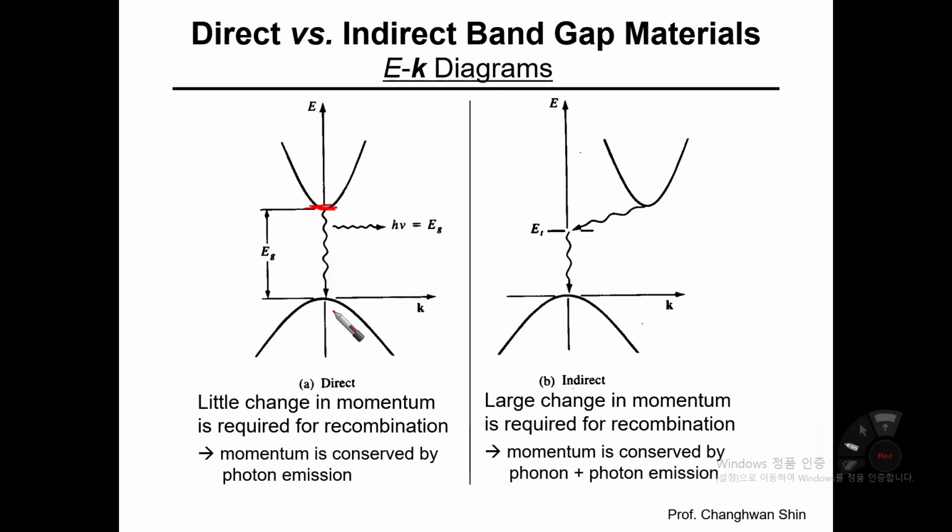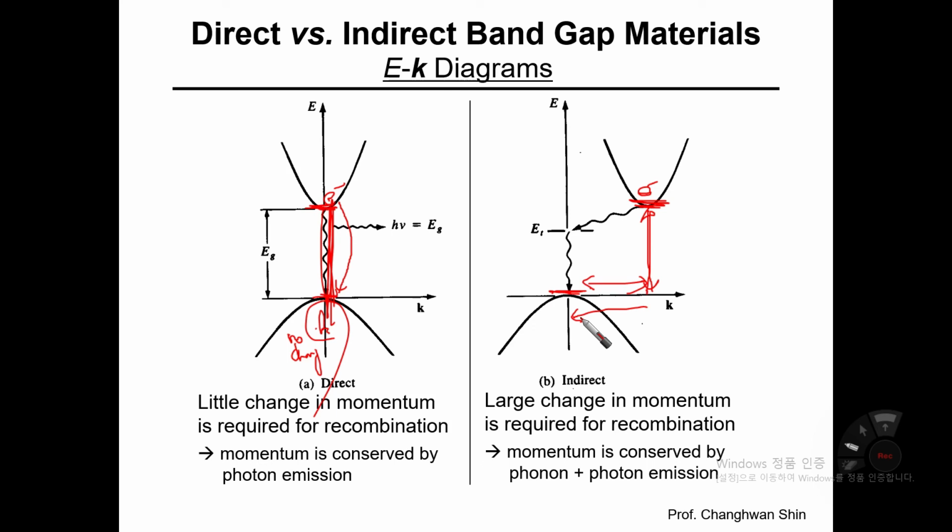Yes, in the left case the minima and maxima are well aligned, but in the right case the minima and maxima are misaligned. What is the physical meaning of this? Very simple. When the electron loses its energy, there is no change in its momentum. Without any change of momentum, the electron can lose its energy. But on the right hand side, the electron loses its energy, but its momentum has also been modified.